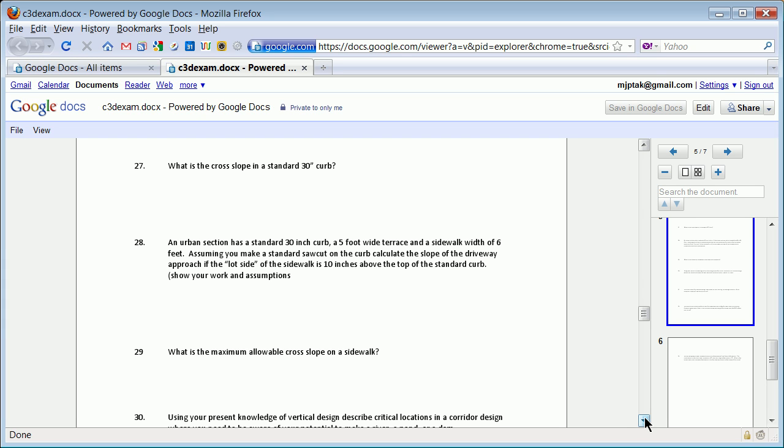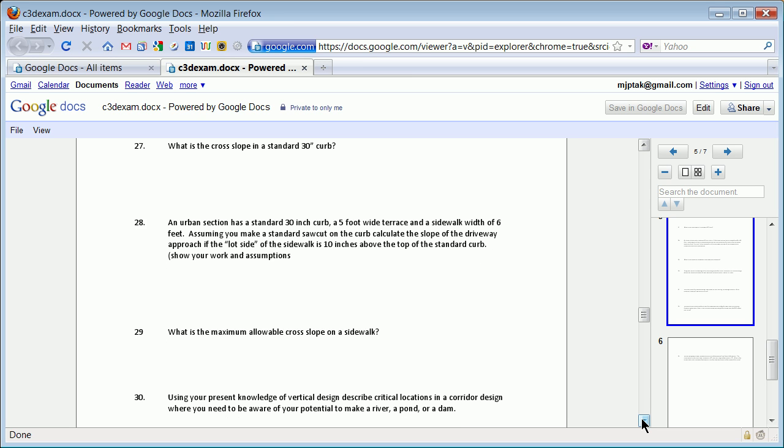Maximum allowable cross slope on a sidewalk is in fact 4%, 2% recommended.